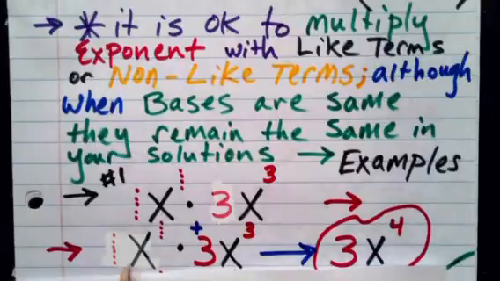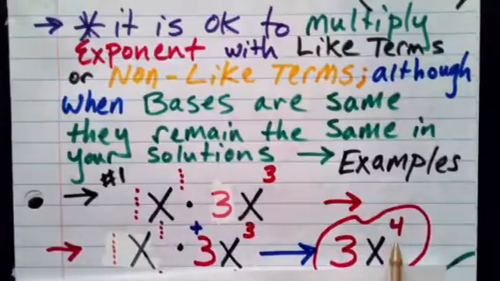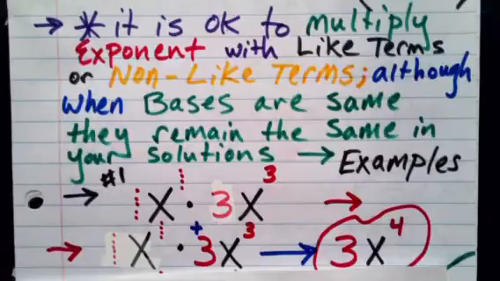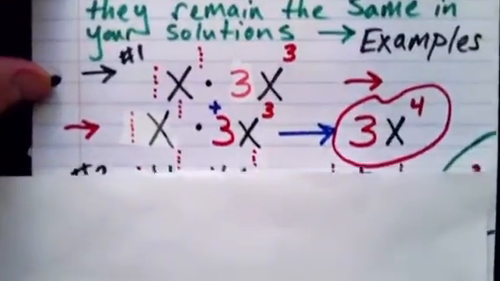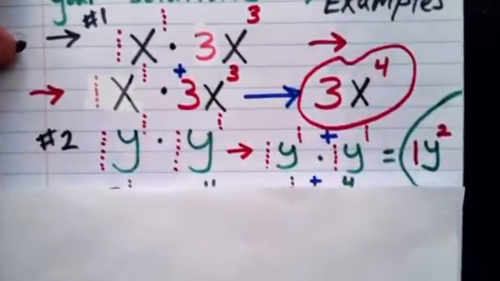We multiply 3 times 1. We keep that x, so it's 3x. And then we just add the exponents. 3 plus the invisible 1 is the fourth power. So this problem, 1x to the first power times 3x cubed, the answer is 3x to the fourth power. Okay, let's take a look at some other examples. Problem number 2.